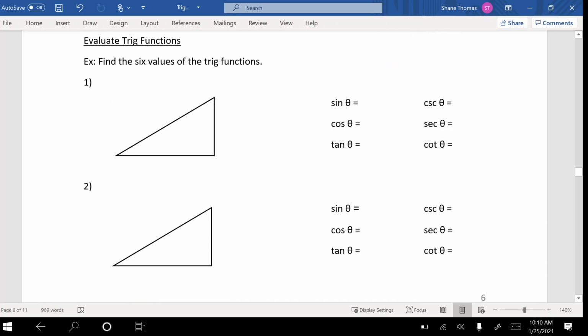So, I got 2 triangles up here. We're going to do the first one together, then I'm going to let you try the second one. So I'm going to give you some information. So here, that's going to be my reference angle. It's a right triangle. Say that side is 5, that side is 12. So we want to come up with the 6 values of the trig functions for this triangle.